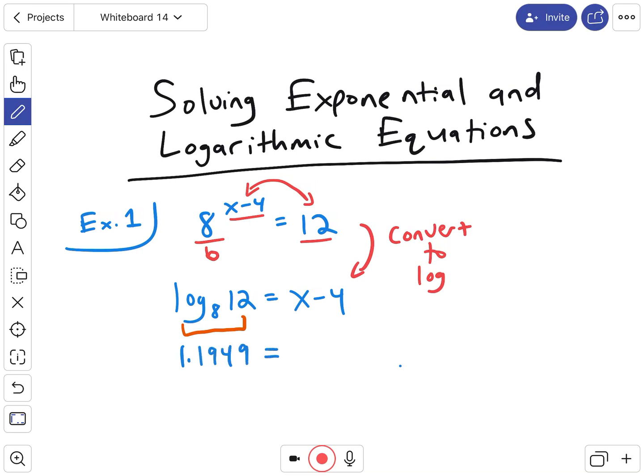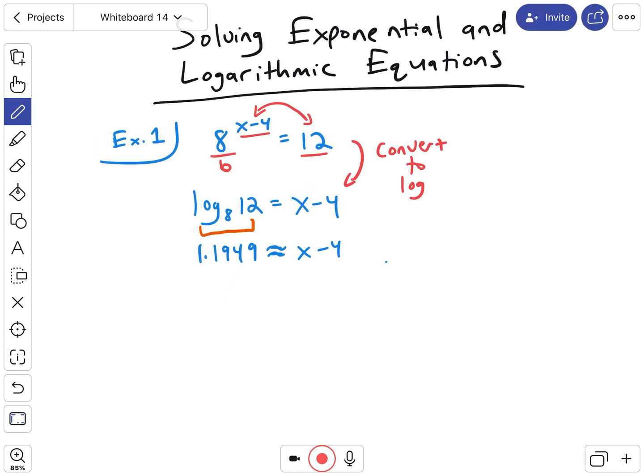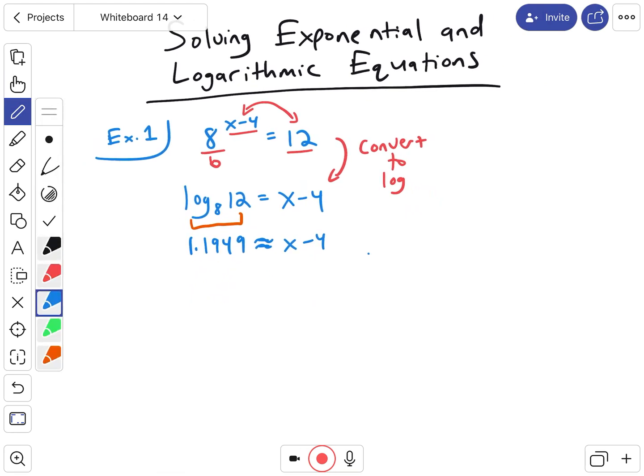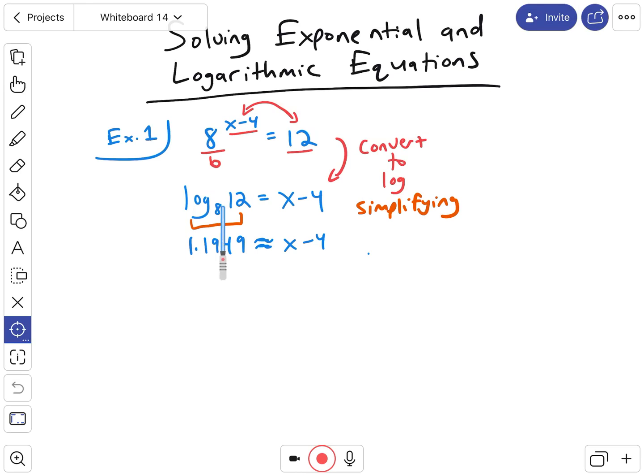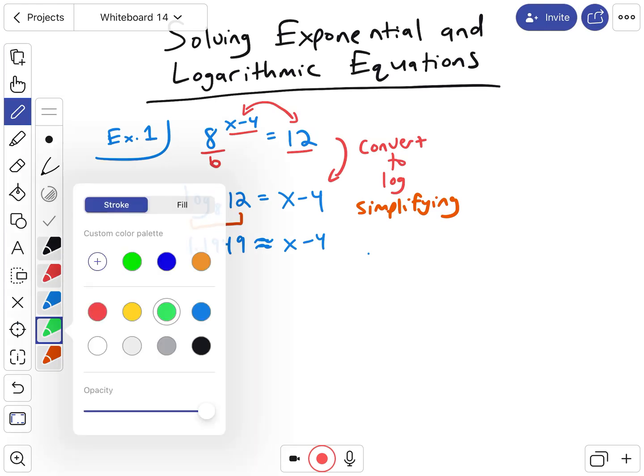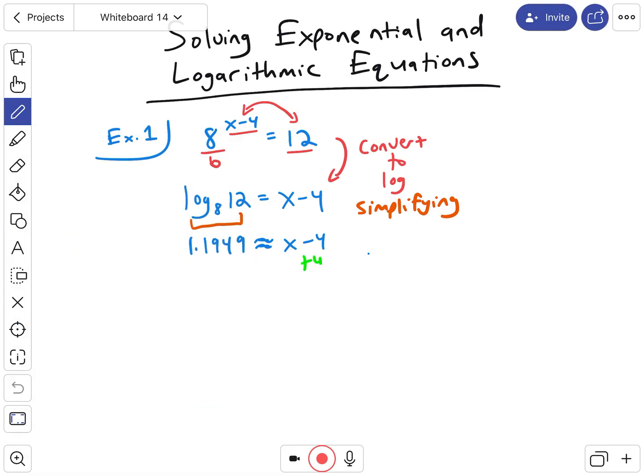And you could use these approximation symbols if you're rounding. That step I would call simplifying by putting this into a calculator. And now we can add the 4 to both sides. And that's how we can get this x by itself. It's approximately, and then 1.1949 plus 4 is 5.1949. And that's pretty much it.